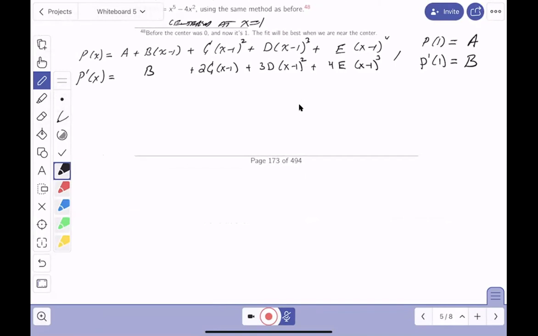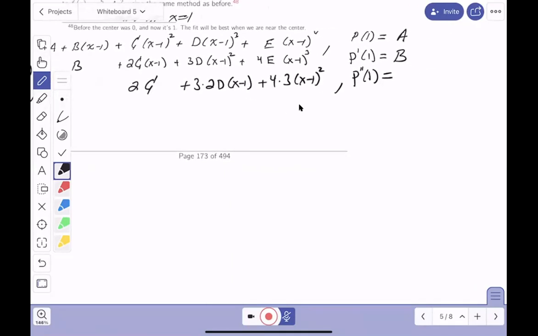Let's put down p double prime. What's that going to equal? 2c plus, what would that be? That would be 3 times 2 times d, right? Times (x minus 1) plus 4 times 3 times e, (x minus 1) squared. And I'm going to put down p double prime of 1. And what would that be? That's just 2c, right?